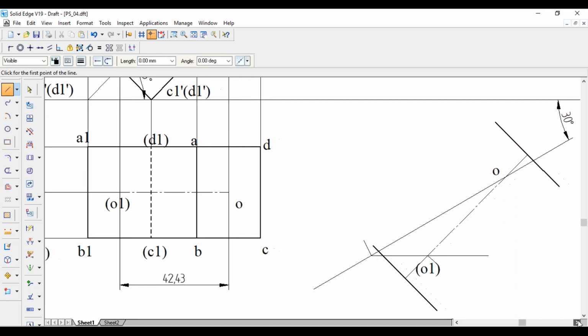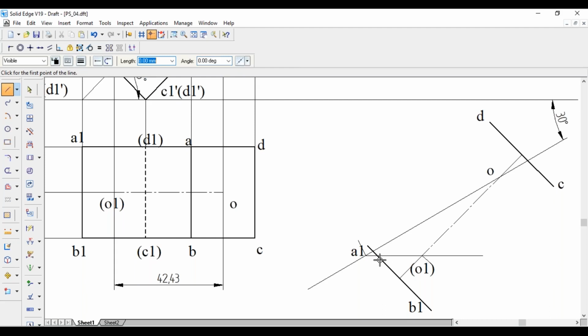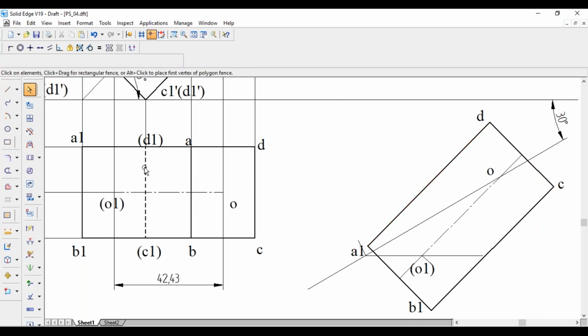Now whatever we have drawn, this is A1, B1, this is C, this is D. Join these points A1 to D, similarly C to B1. So once we have drawn this outside rectangle, now we have to get these two lines, that is C1, D1 and AB lines, within this one.